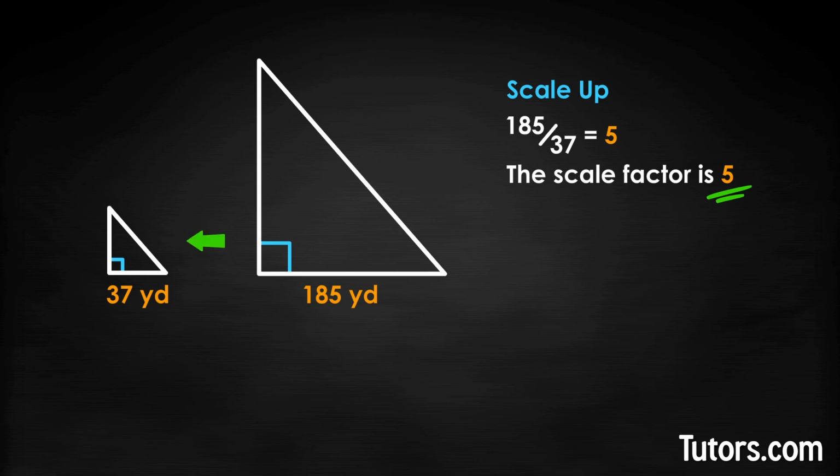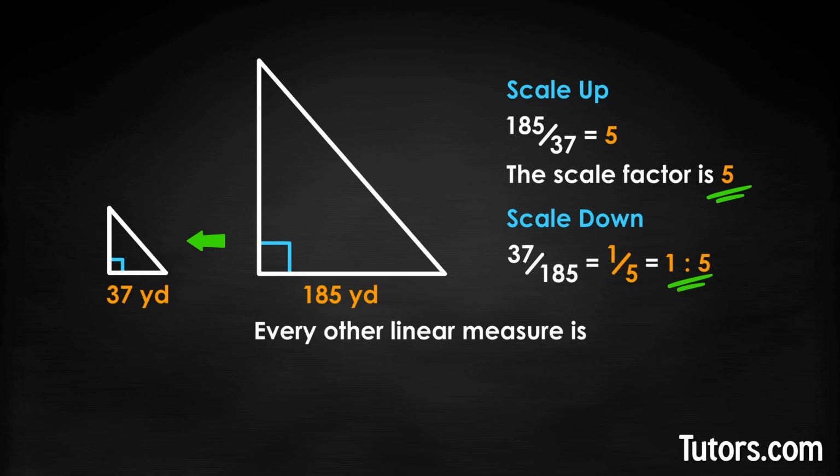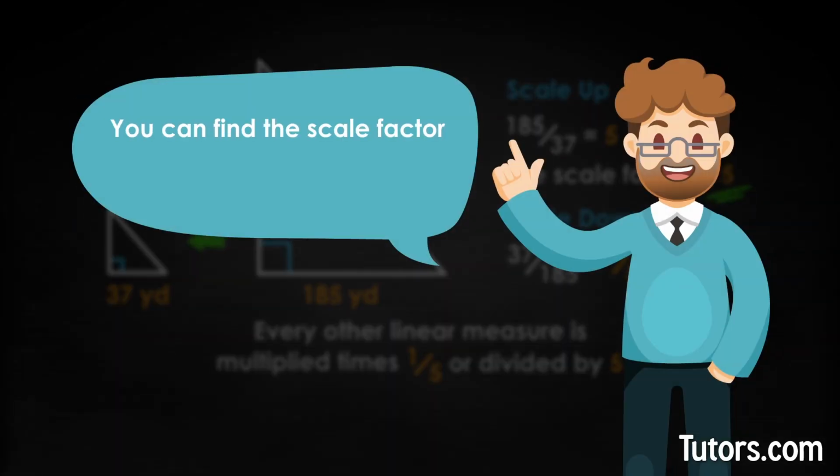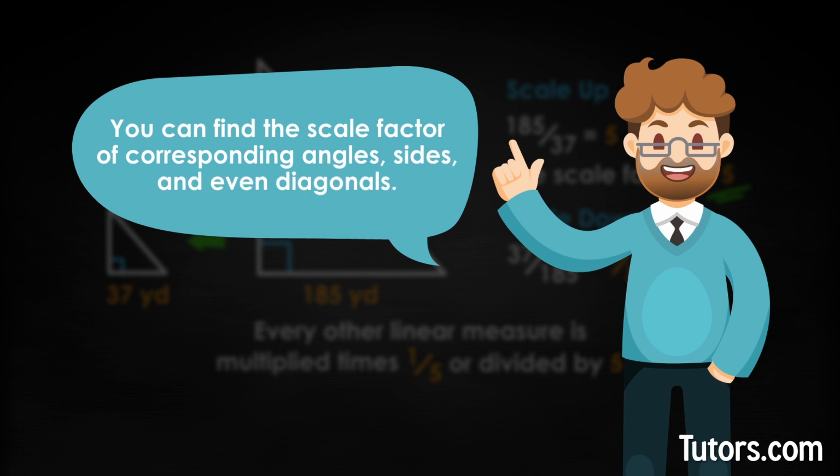If we have the big right triangle and want to scale it down to make the smaller one, we write this: 37 divided by 185. This gives us a scale factor of 1/5, or 1:5. Every other linear measure is multiplied times 1/5, or divided by 5. You can find the scale factor of corresponding angles, sides, and even diagonals.